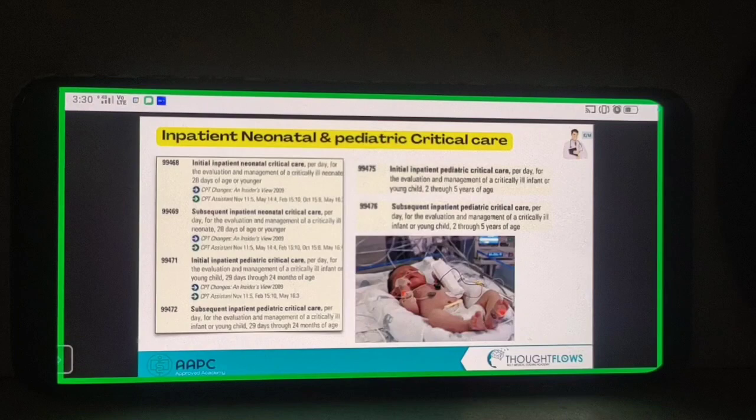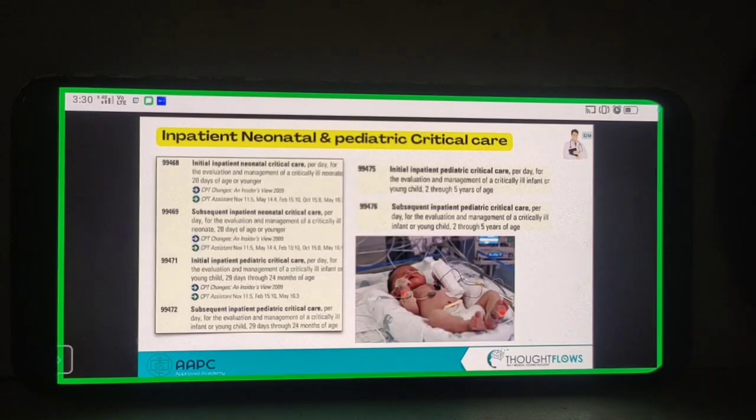Yes. If a patient's age is from 2 years to 5 years, go for 99475 for the initial day, then 99476 for the subsequent day.